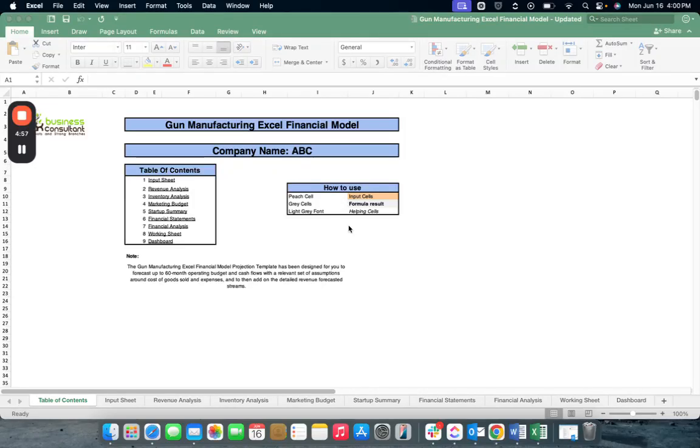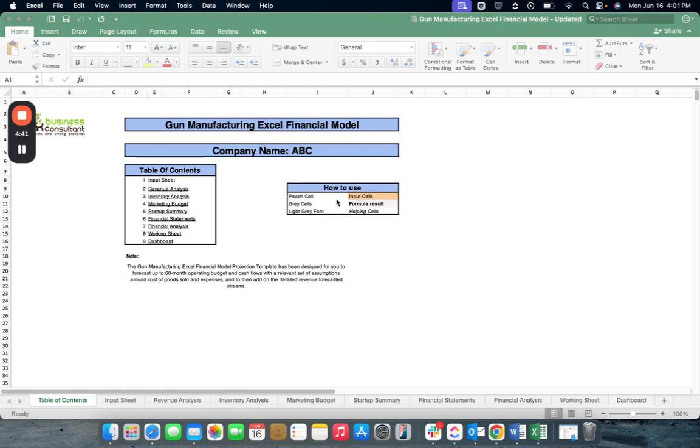Today I'm going to walk you through the gun manufacturing Excel financial model. Starting from the table of contents, we have input sheet, revenue analysis, inventory analysis, marketing budget, startup summary, financial statements, financial analysis, working sheet, and dashboard.